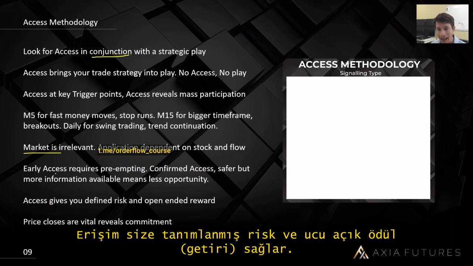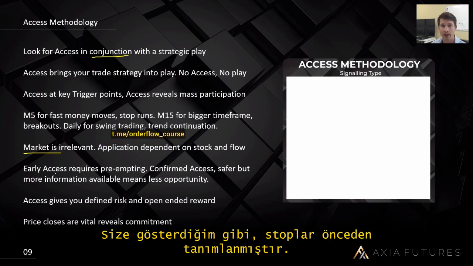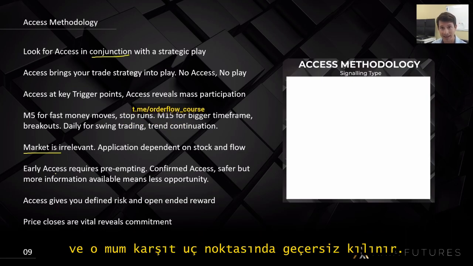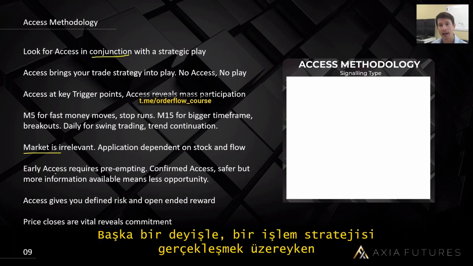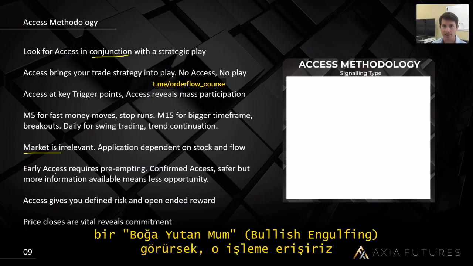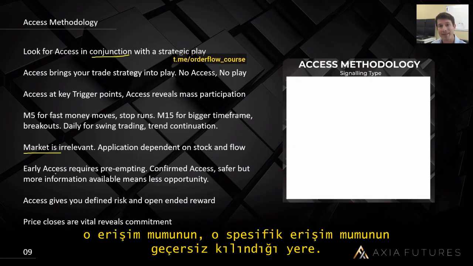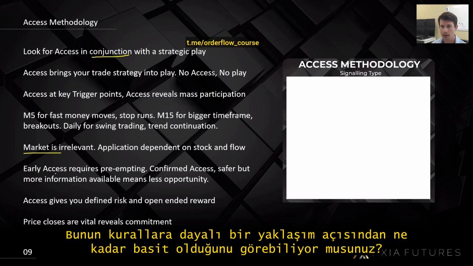Now, access gives you defined risk, an open-ended reward, as I showed you. Stops are predefined. We don't have to think about them. We place the stop at the point where the access candle is invalidated, and it's invalidated at its opposite extreme. In other words, if we see a bullish engulfing just before a trade strategy is about to take place, we access that trade and we simply place the stop at the base of that bullish engulfing. In other words, where that specific access candle is invalidated. Can you see how simple that is in terms of a rules-based approach?